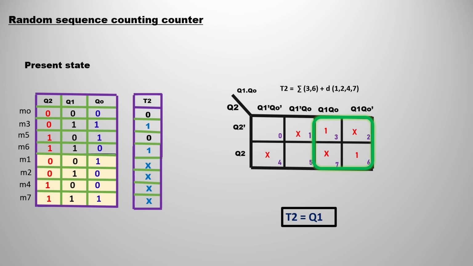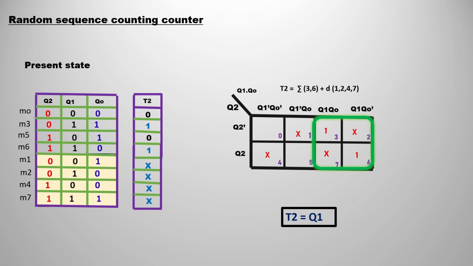Now we are going to obtain the T2 expression for the first flip-flop. We are going to obtain the T2 input with the help of a K-map. As we have only 3 variables, Q2, Q1, Q0, we are going to have a 3 variable K-map. But remember one thing, this is not the normal counter. This is a random sequence counter. So you can see over there, we have a random sequence.